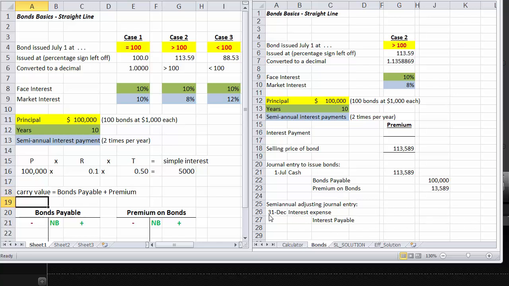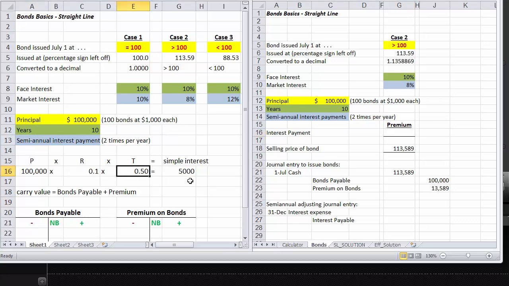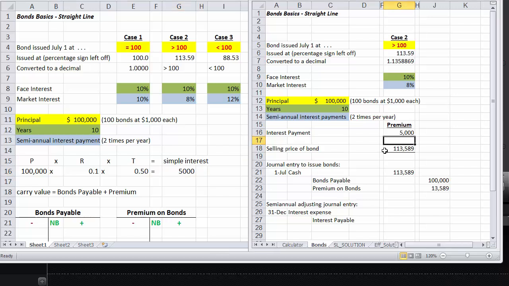Then you'll see that it's time to make our semi-annual adjusting journal entry. Now to do that, we need to figure out the amount of the interest payment. Now the interest payment is going to be $100,000 times the 10% times the time. We're still going to use the 10% because that's the face interest rate. We're going to ignore what the market is. We agreed to pay the 10%, that's the contractual rate, and the 10% is not based on the selling price but based on the actual principal. And then again, 6 over 12 for half a year. The interest payment is still going to be $5,000 for this example.